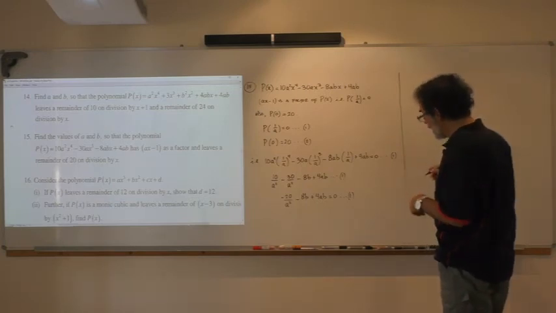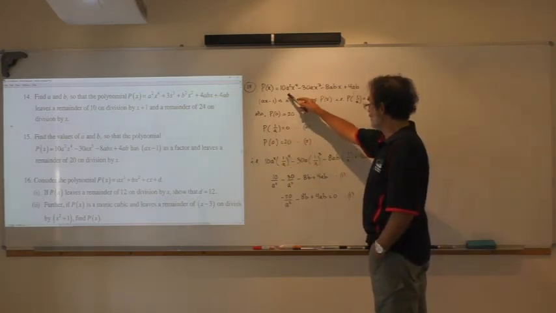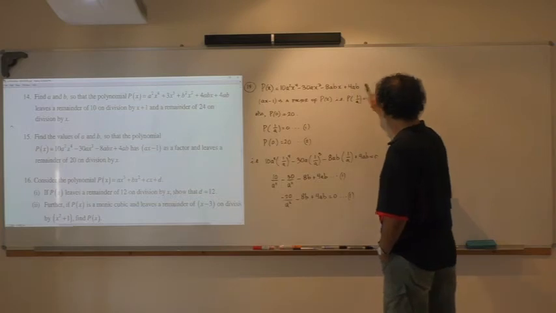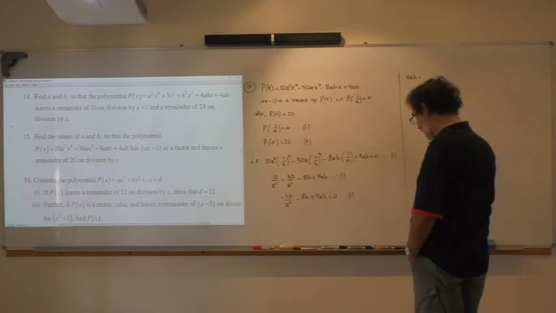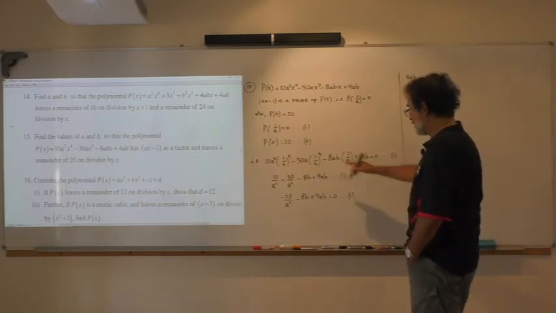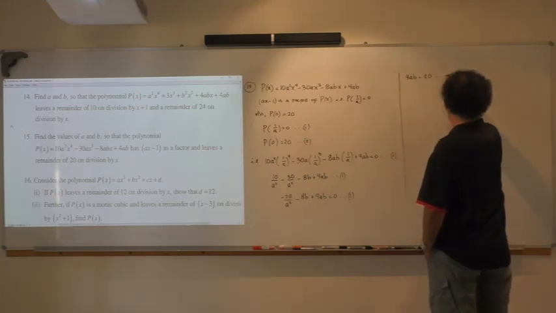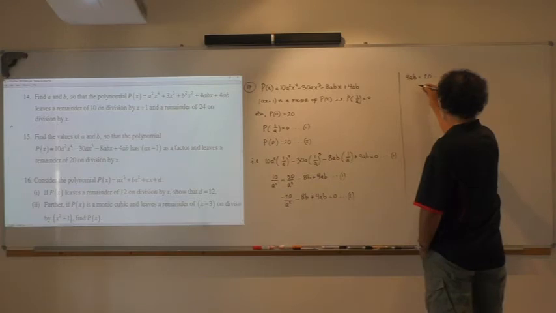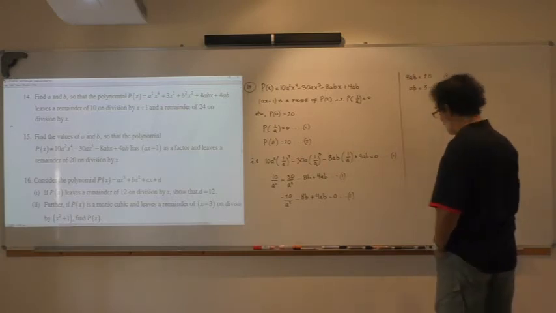Okay, and then equation 2, it's easy because we are substituting 0, so this will go, this will go, this will go, so we're going to have only 4ab is equal to 20, which is my equation 2. Or we can say that ab is equal to 5. That's what we had before, so that was correct.